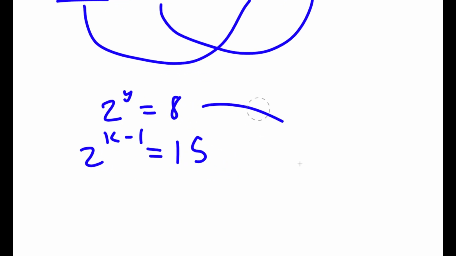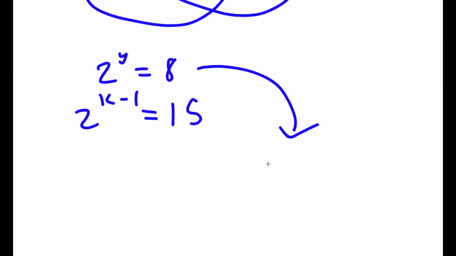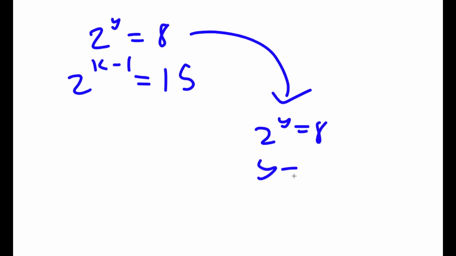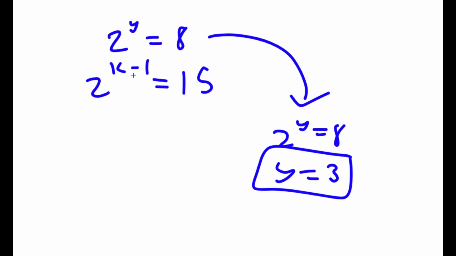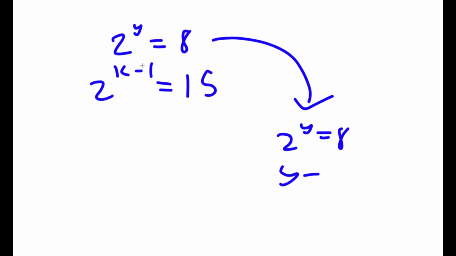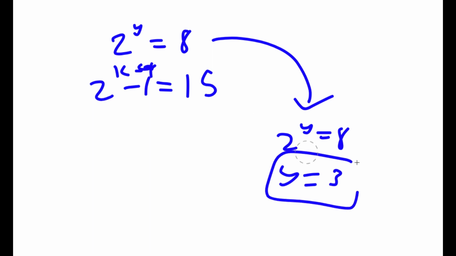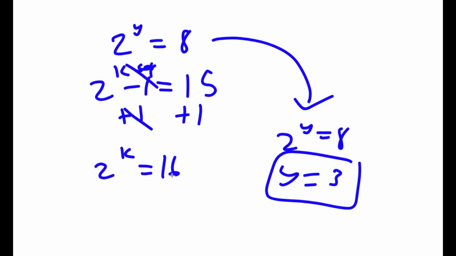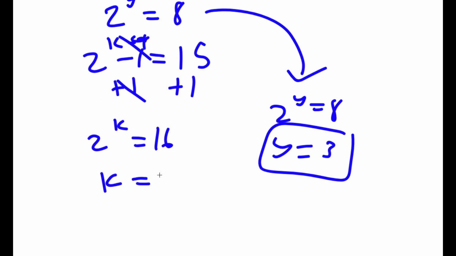So let's first start off by solving 2 to the power of y equals 8. Well, we obviously know that y is equal to 3, because 2 to the power of 3 is equal to 8. Now for 2 to the power of, this is actually 2 to the power of k minus 1. Negative 1 is not part of the exponent. So I'm going to start off by adding 1 on both sides. So I get 2 to the power of k is equal to 16, meaning k is equal to 4.